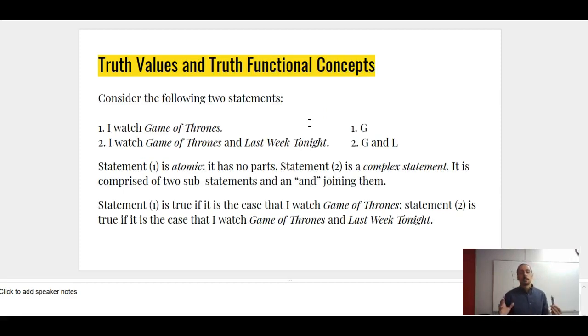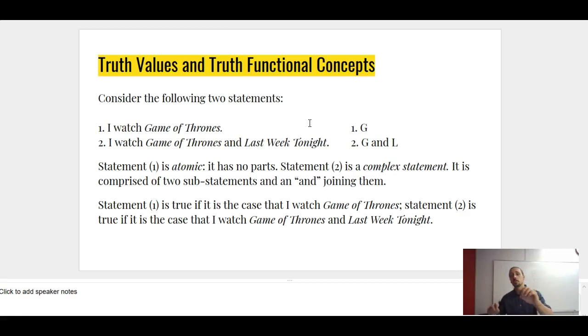So, consider the following two statements. Statement 1: I watch Game of Thrones. I can represent that with G. Now, G is a variable. It abstracts away in a sense from the content, but in my head I know that I'm using it to represent a sentence. Statement 2: I watch Game of Thrones and Last Week Tonight. G for Game of Thrones and L for Last Week Tonight.